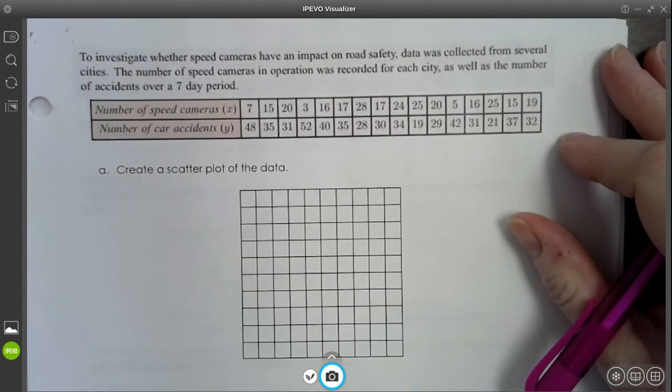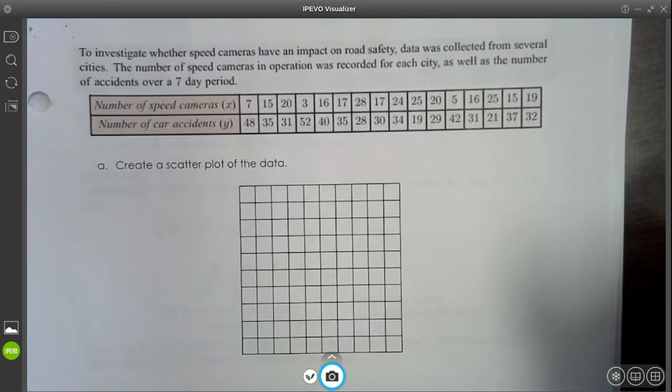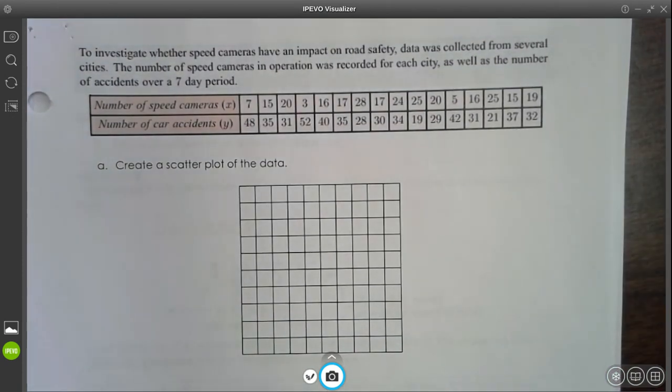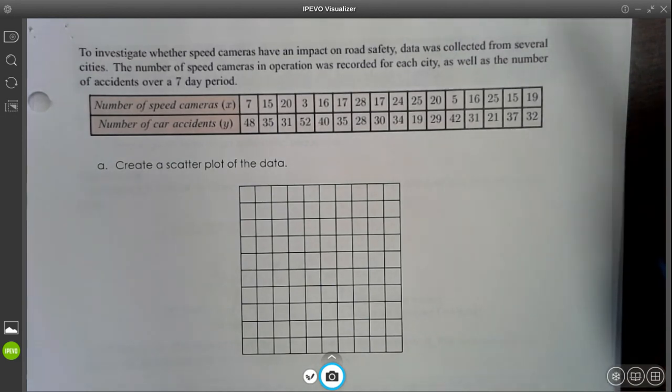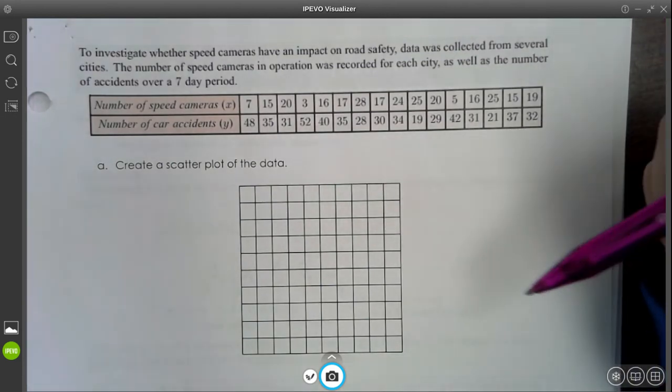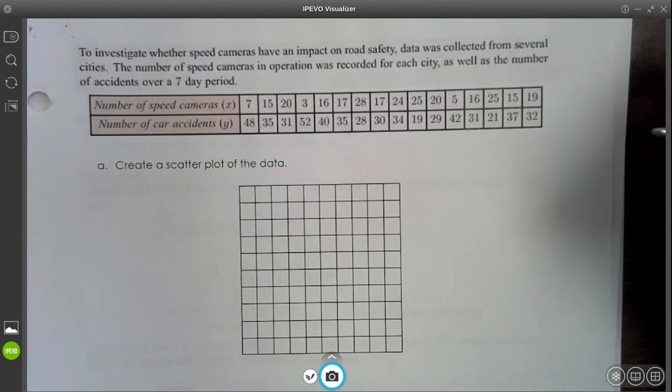Okay, the next one says to investigate whether speed cameras have an impact on road safety, data was collected from several cities. The number of speed cameras in operation was recorded for each city, as well as the number of accidents over a 7-day period. So first it says create a scatter plot of the data.